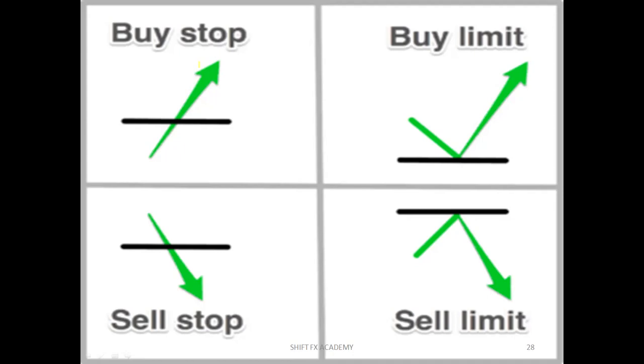So we have the buy stop, we have the sell stop, we have the buy limit, and we have the sell limit. These are the four types of order we have. I'll be doing the practical on Fridays.